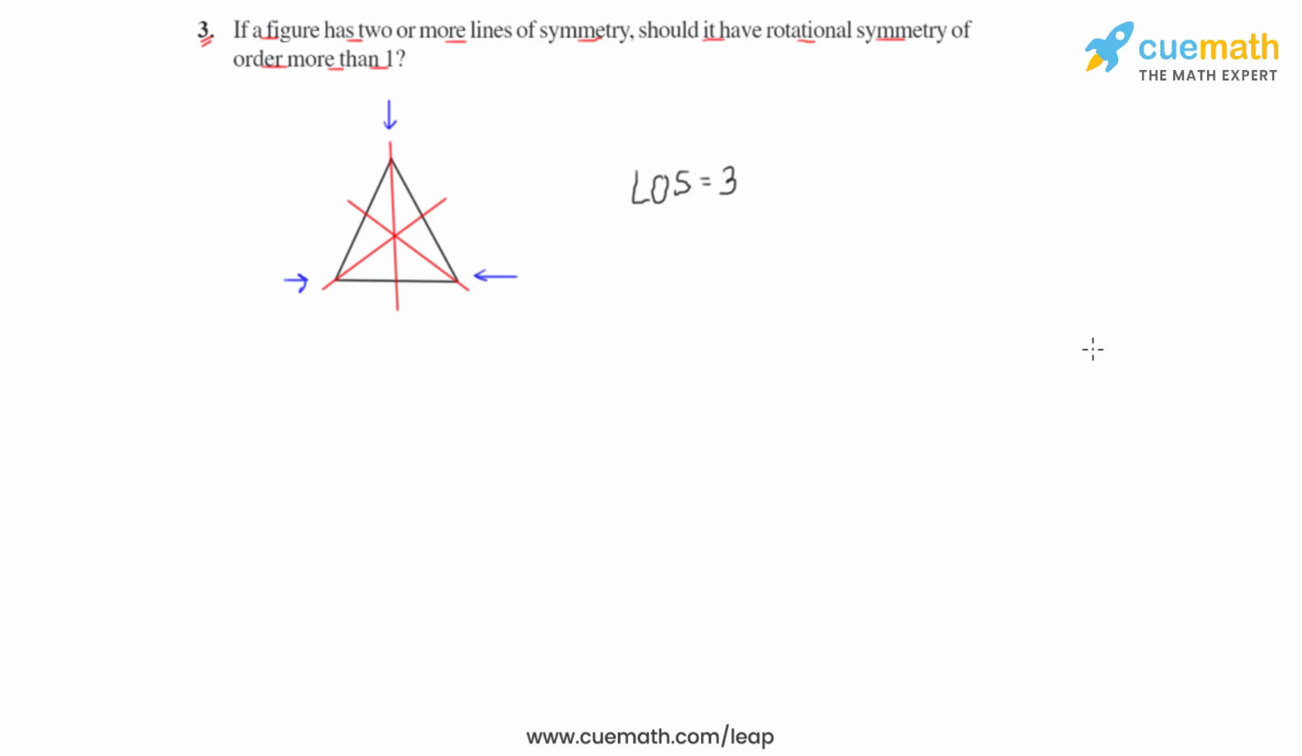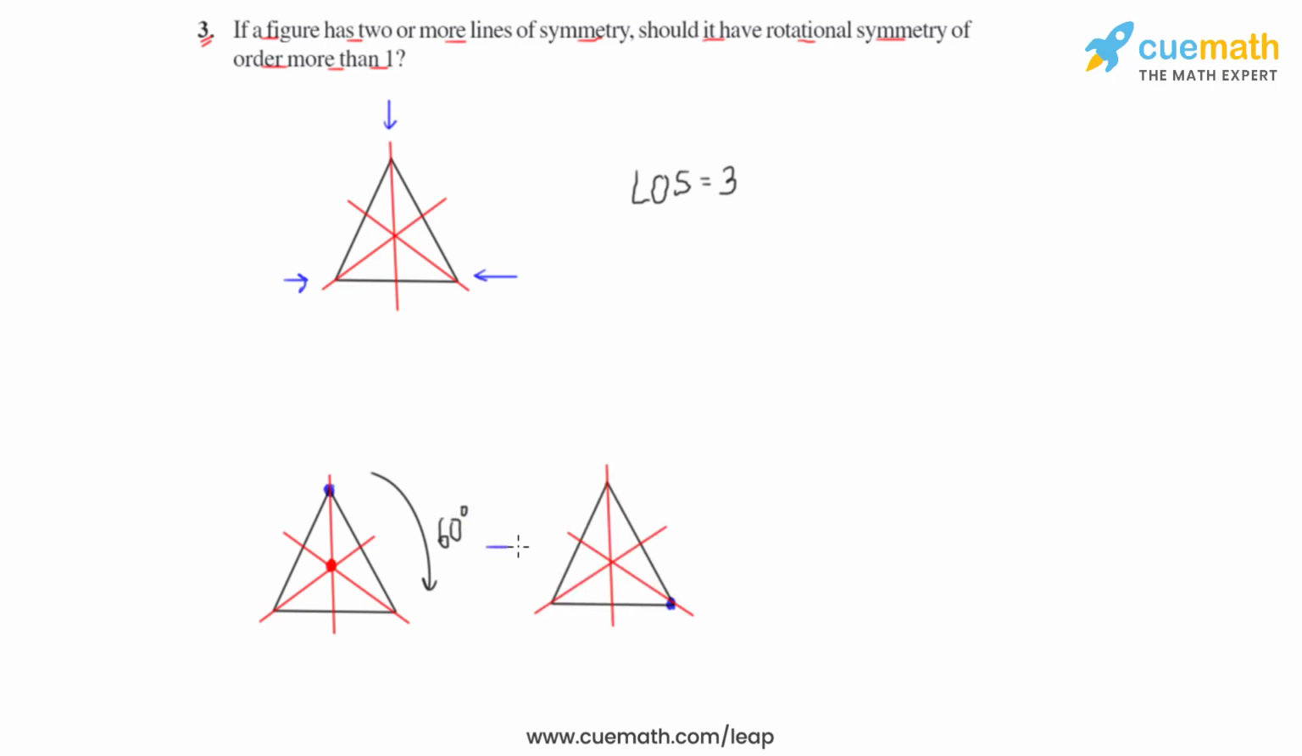Now let us validate the rotational symmetry part of it. If we again consider this figure, let me just mark this point using a blue dot so that we can identify the rotation of this figure. The figure will rotate about this point where the 3 lines of symmetry meet or intersect. This is the center of rotation, and if this figure is rotated by 60 degrees in the clockwise direction, let us see what is the new position of this blue dot.